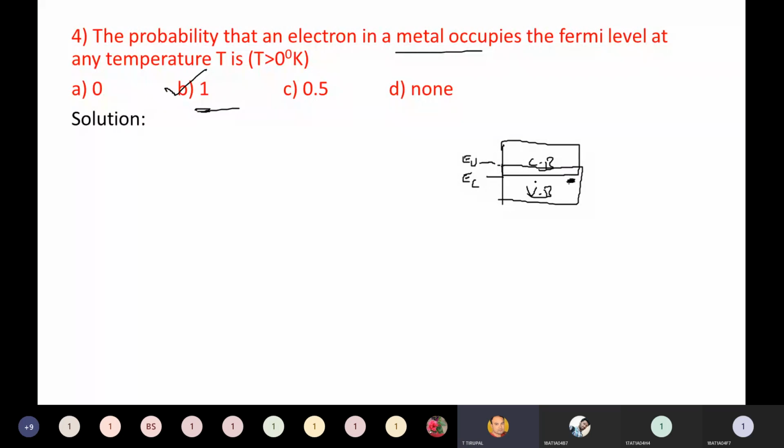It is nothing but the Fermi level, because all are overlapped here, valence band and conduction band. Even if there is no Fermi level here, somewhere it is present. So what is that occupying level? That occupying level is nothing but the probability of finding an electron is 1. So the maximum probability of finding an electron is 1. Got it? Next.